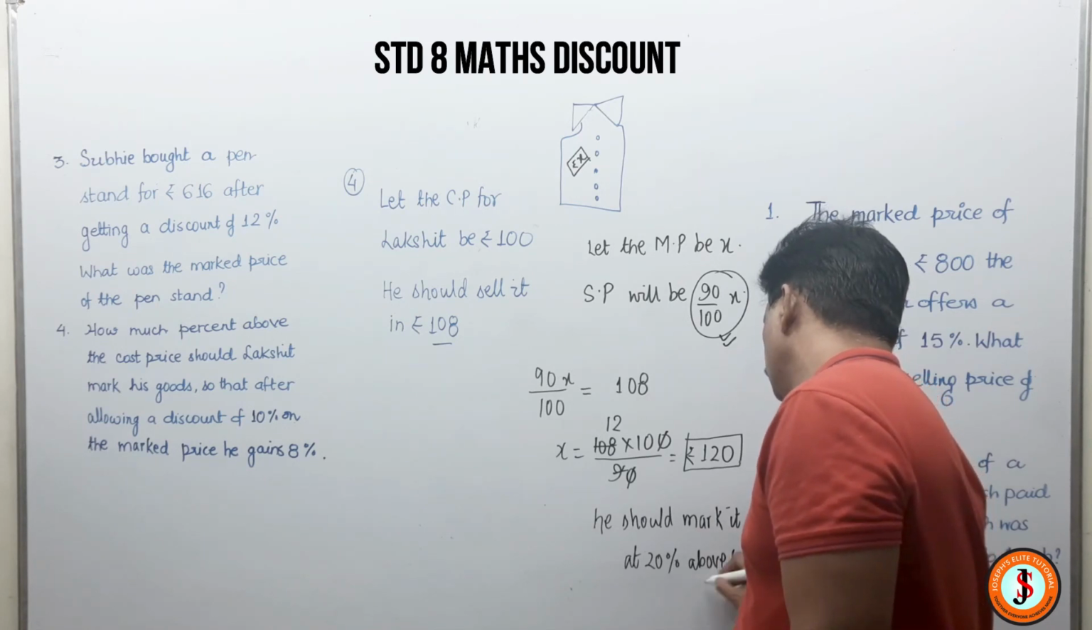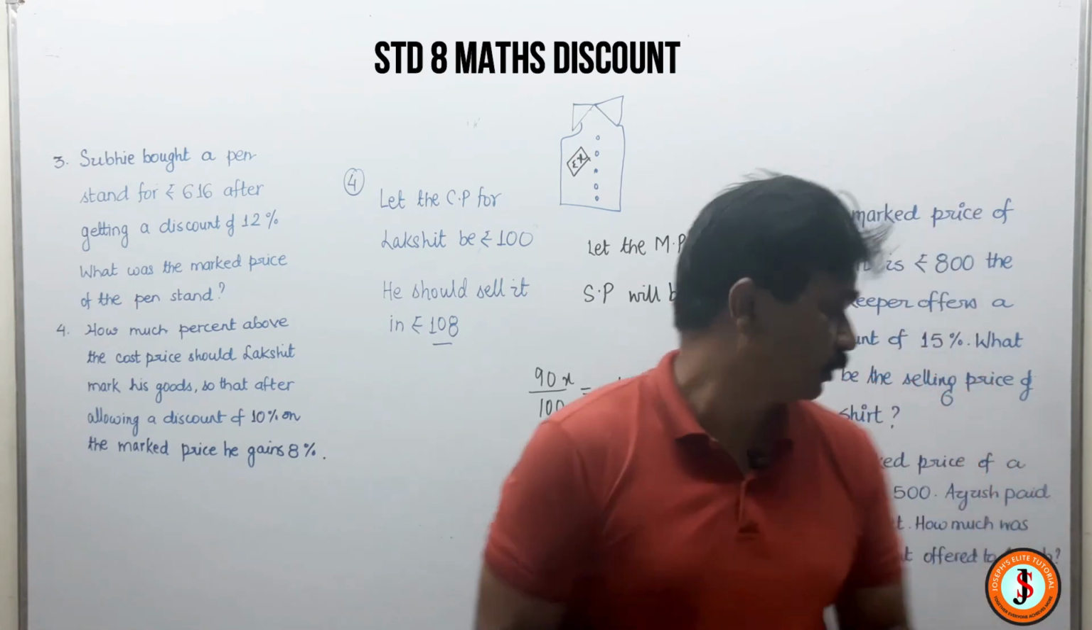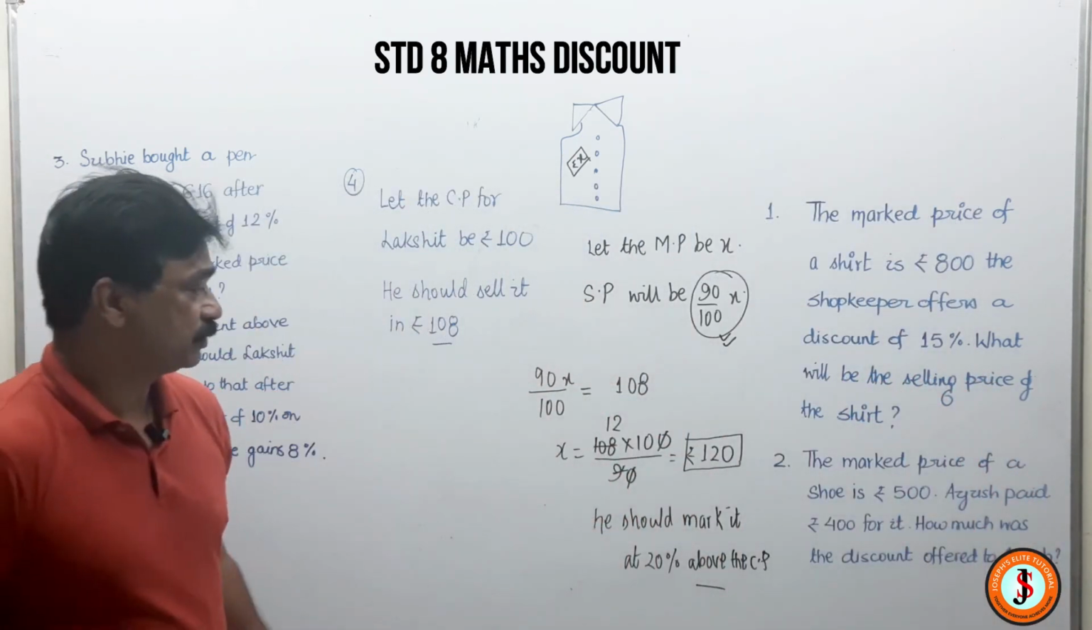So this is very, very important. Try to understand. He should mark it at 20% above the CP.